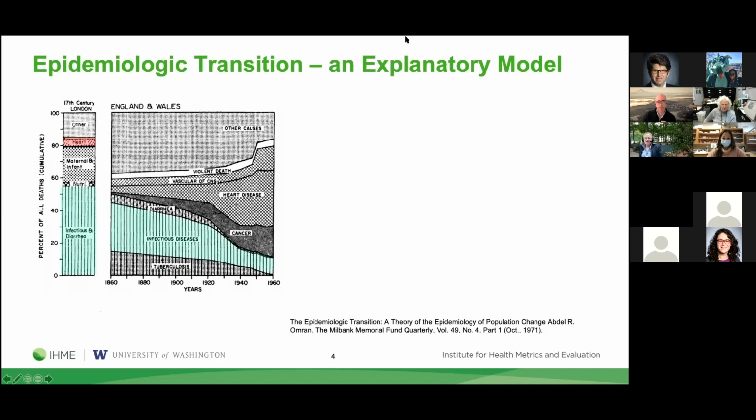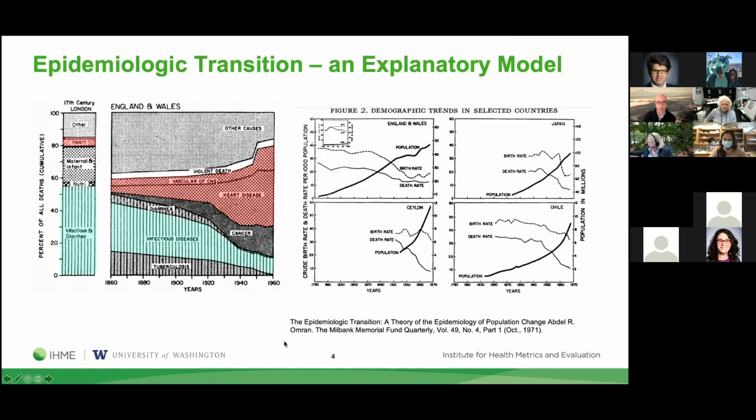And then over time, you can see that infectious diseases decreased and heart diseases and strokes increased. And so this is oftentimes what gets referred to as an epidemiologic transition. It's actually not what Omran referred to, though this was part of this initial work. What he was really talking about was this demographic transition.